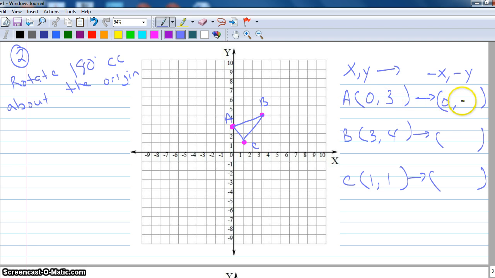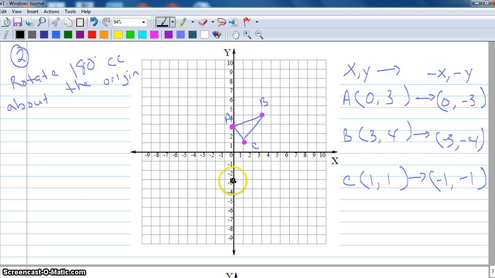Change this positive 3 to a negative 3. Change the positive 3 to a negative 3. Change this positive 4 to a negative 4. And both of these ones are positives, so we'll make them both negatives. Remember, if you had a negative, you change it to a positive. You're just doing the opposite. So let's graph these 3 points and take a look at our next triangle, the rotated triangle.